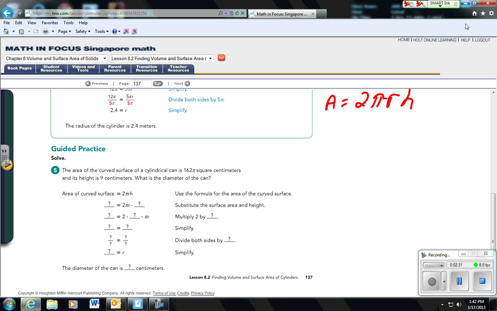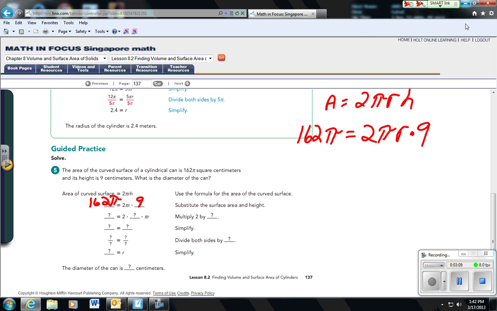So let's plug in what we know. Do we know the area? Yes, we know the area is 162 times pi. That's what they're giving us. Equals, we know 2 is 2, so it stays 2. We know pi is pi, so it stays pi. Do we know the radius? Nope, we don't know the radius, so it stays r. Do we know the height? Yes, so we replace h with 9. And that's what we would fill in this first line down here. We would have 162 pi, and then you see 2 times pi times r times our height, which is 9.